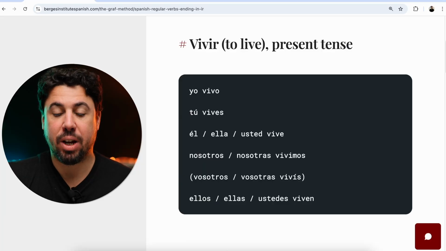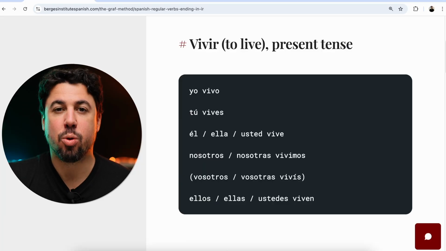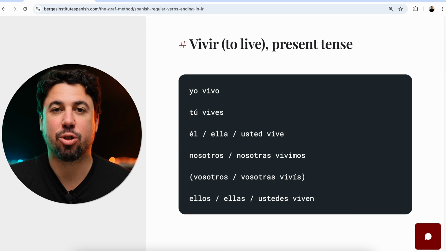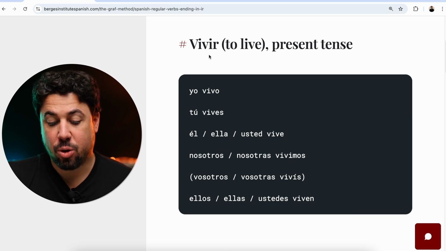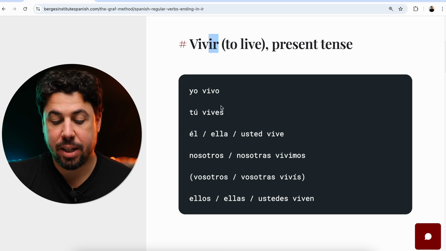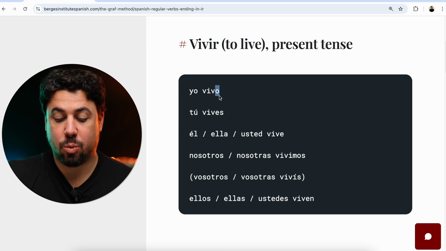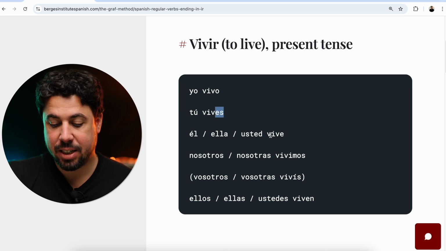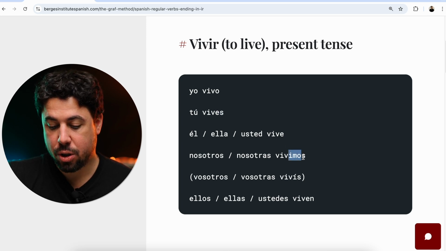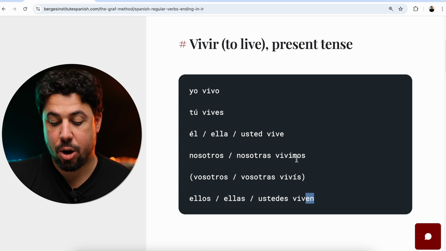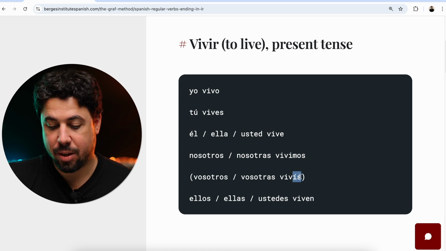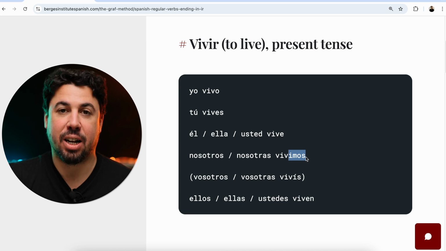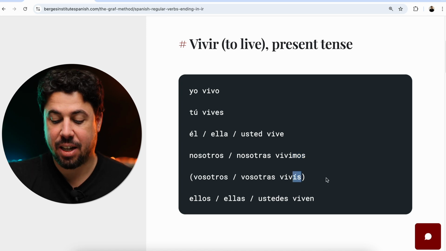The third category is going to be verbs ending in IR. Here is vivir, to live, in the present tense. Yo vivo, tú vives, él, ella, usted vive. Nosotros, nosotras vivimos, vosotros, vosotras vivís. Ellos, ellas, ustedes viven. So, again, to conjugate vivir, we drop the IR bit and we add the endings for the present tense, which for IR verbs are o, es, e, imos, ís, en. Very similar to the endings for ER verbs, only these two are different. For ER verbs, this one was emos and now it's imos, and this one was éis and now it's ís.